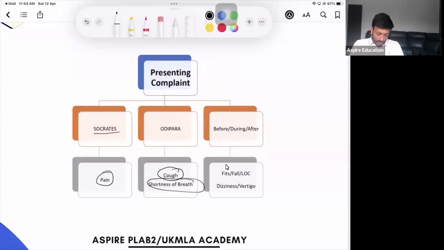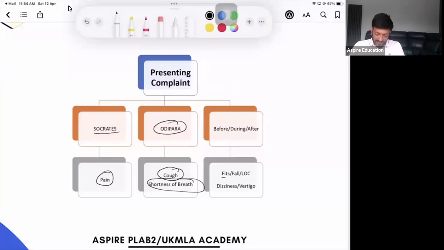And if it is not pain, but cough or shortness of breath, you can use the mnemonic ODPARA as well. Onset of cough, duration of the cough, intensity of cough, progression of cough, any associated symptom, any relieving and exacerbating factors. Same thing you can do here as well. And if it is cough, obviously you'll ask one more question: if it is productive or dry, what's the color of the phlegm, and if there is any blood in the phlegm. These are the questions that you're going to ask.